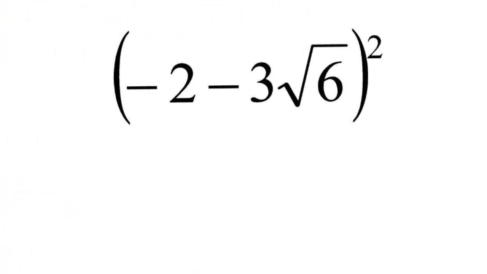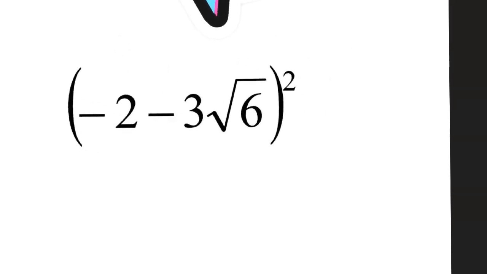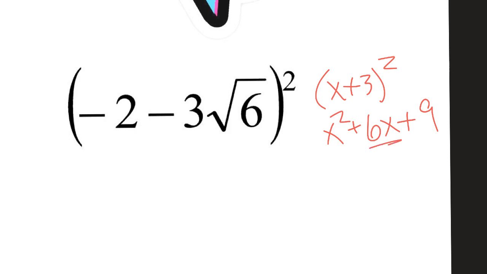Let's take a look at this problem. This also is a FOIL question. If you recall, we did things like x plus 3, the quantity squared, and we got x squared plus, and then you had to do the outside and the inside. That was 3x and 3x. That makes 6x plus 9. So you always get a middle term when you square a binomial, and you'll always get a middle term when you square a radical binomial, for lack of a better term, like we have here.